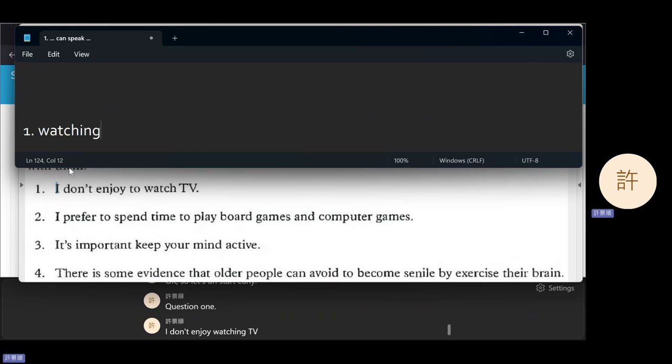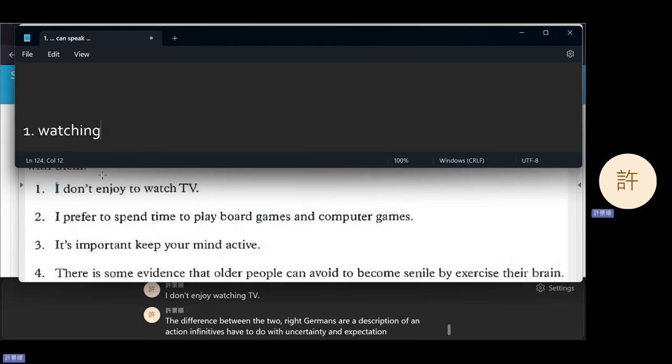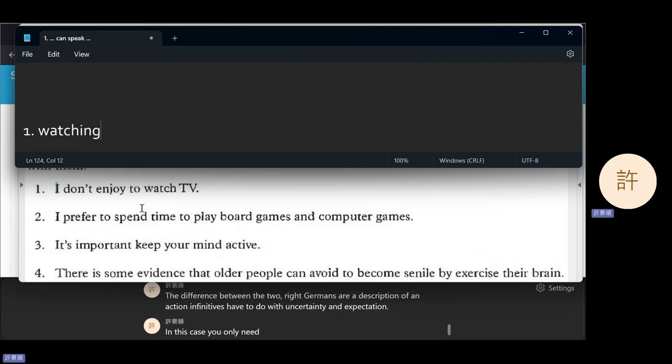The difference between the two, right? Gerunds are a description of an action. Infinitives have to do with uncertainty and expectation. In this case, you only need the simple action. So enjoy watching.